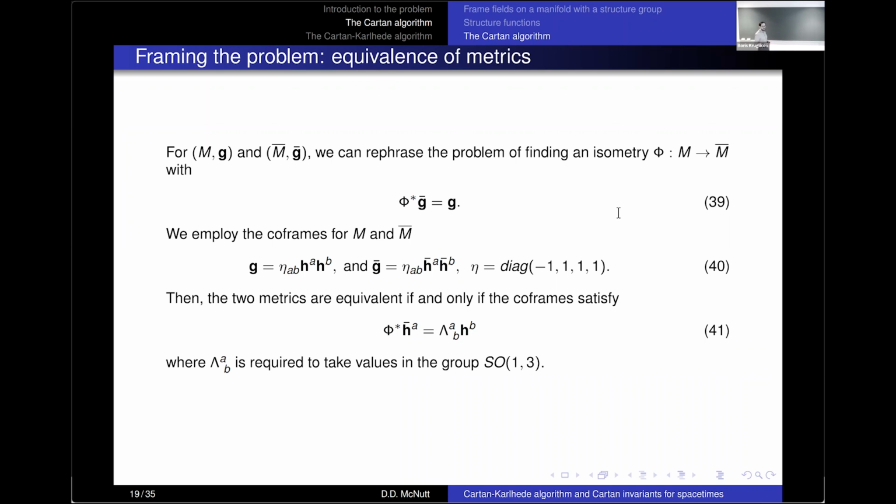So the pullback of H bar using phi is something different. It's not the E equivalence problem now. We have the SO(1,3) equivalence problem. So lambda here lives in SO(1,3). It is a Lorentz frame transformation, and it's being applied to H. So this is a group element. I like lambda for SO(1,3), so I will persist with this. I'll drop the G's. So this is the SO(1,3) problem that we want to actually work with. This is what you would want to work with in the Cartan-Karlhede algorithm if you chose to work with the Cartan algorithm. But we'll actually show that we don't need the Cartan algorithm.